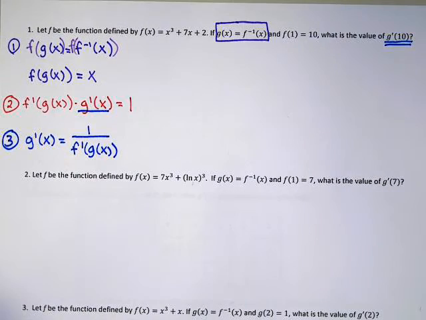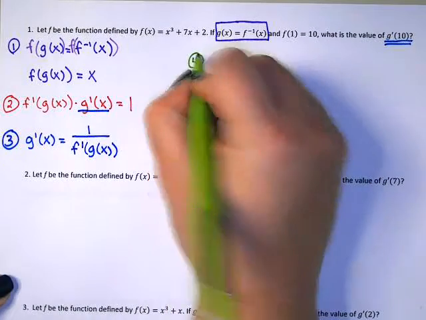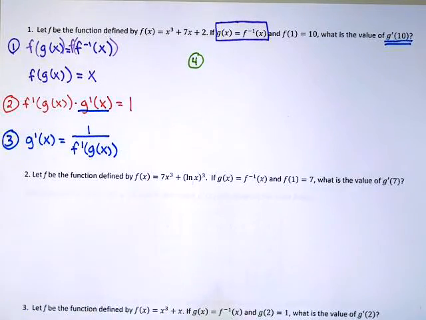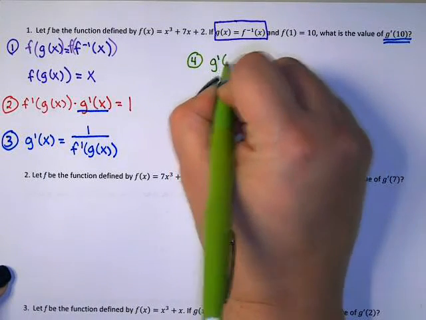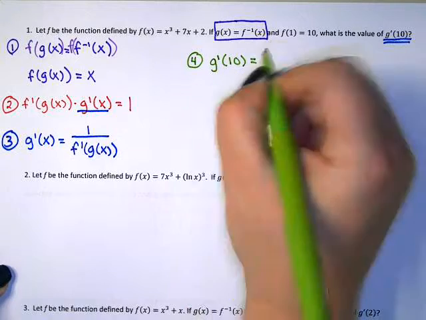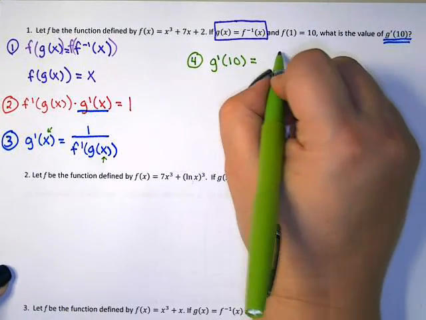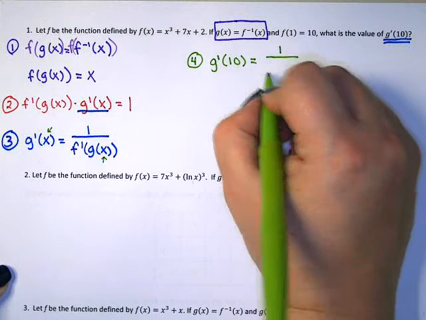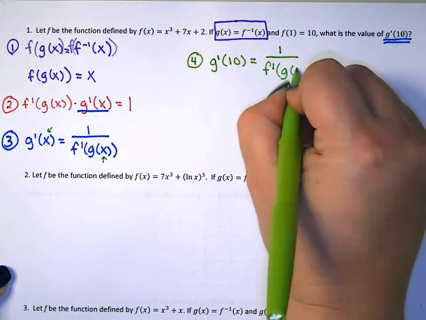And finally, step 4 is going to be to substitute some values in. So this is where we're going to have to think a little bit. If we want g prime of 10, g prime of 10 means anywhere we see an x, that's where we're going to plug in a 10. So it's going to be 1 over f prime of g of 10.